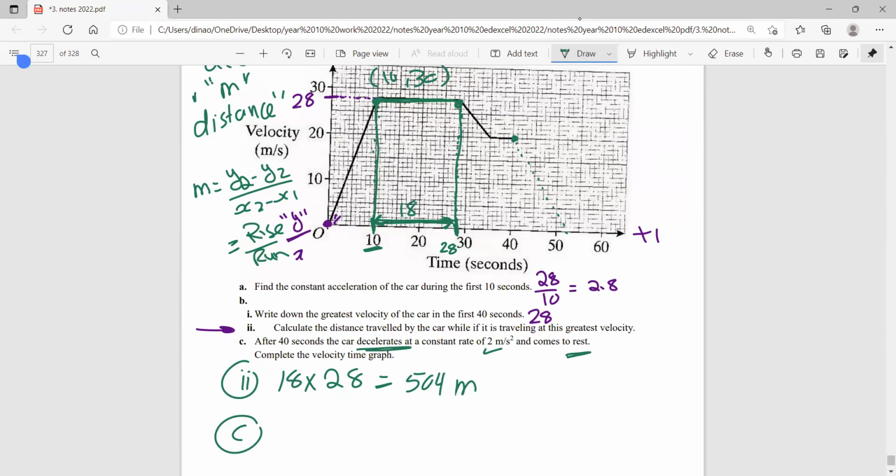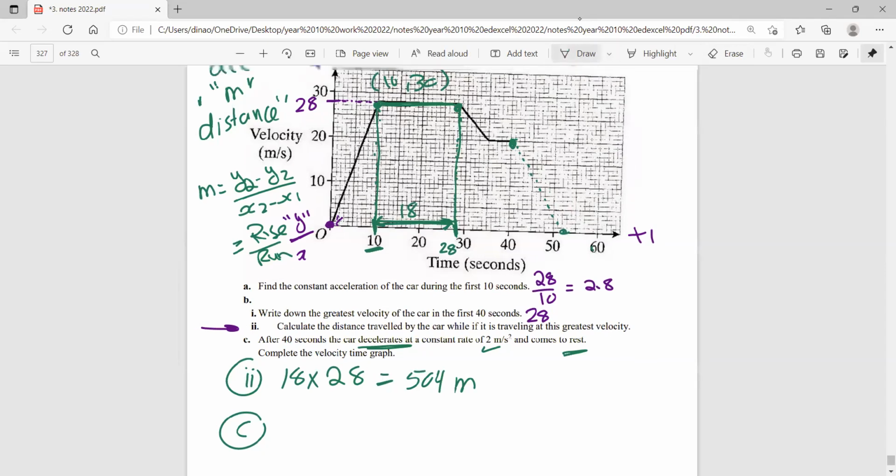Complete the velocity time graph. So what's the trick here? I need to know after how many seconds it stopped, so I know how far to draw the line down. At second 40 the car started decelerating, decreasing its speed until it stopped. I need to know the time taken for the car to stop. I need to know how long the car kept slowing down so I know the arriving time.